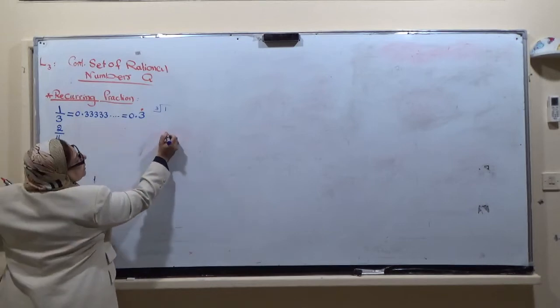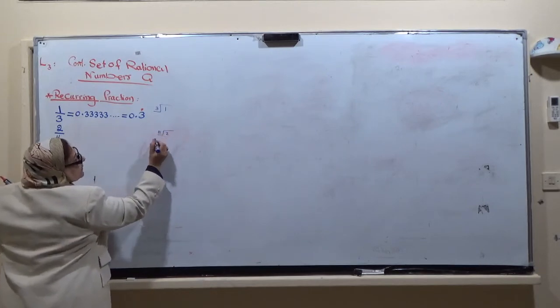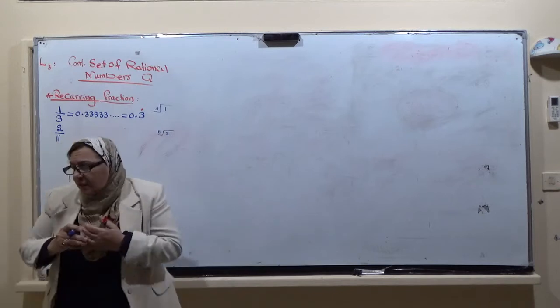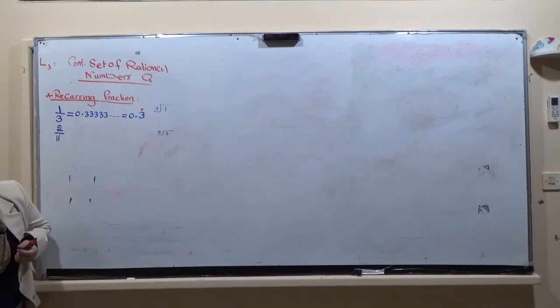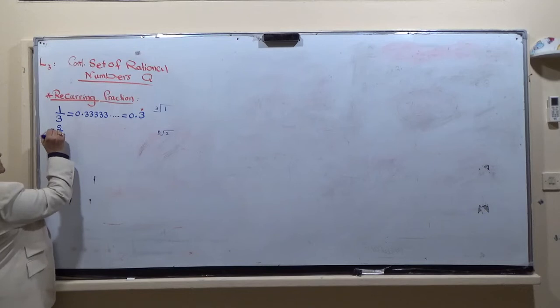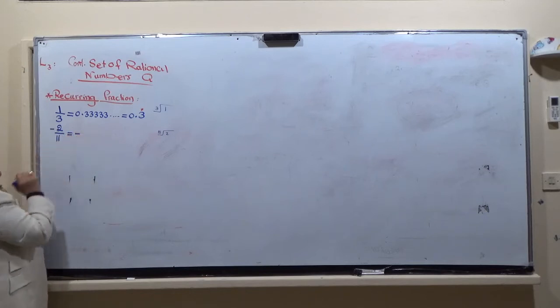Also if we do long division for 2 over 11, or we can use the calculator, the answer will be this decimal. If it is negative, for example, it will also be negative.